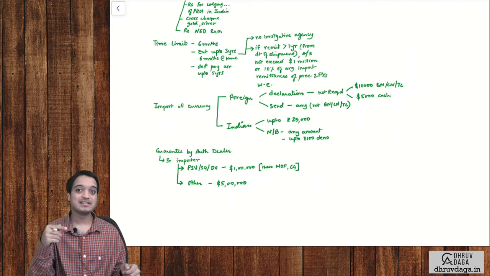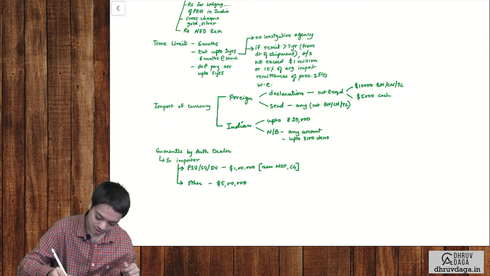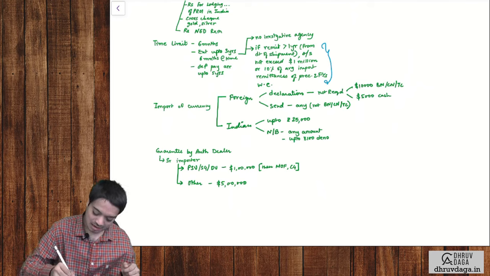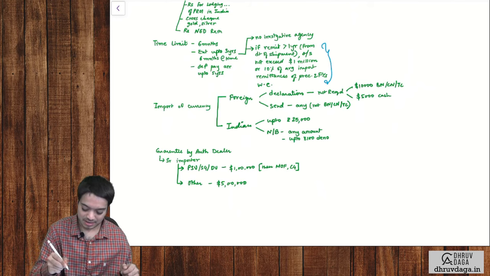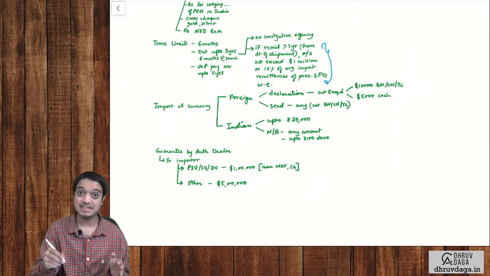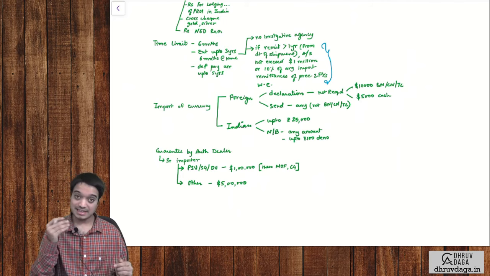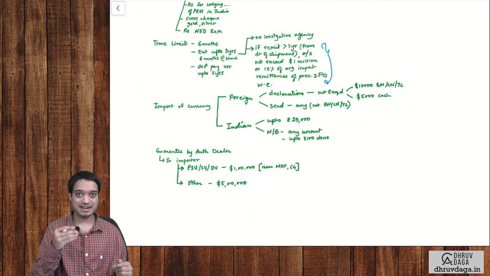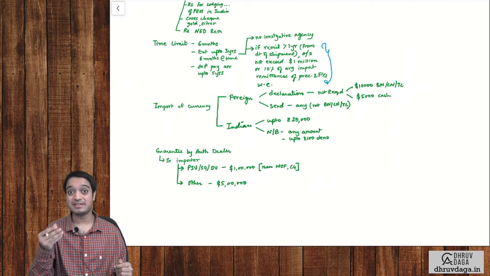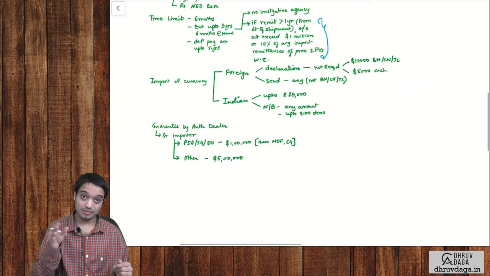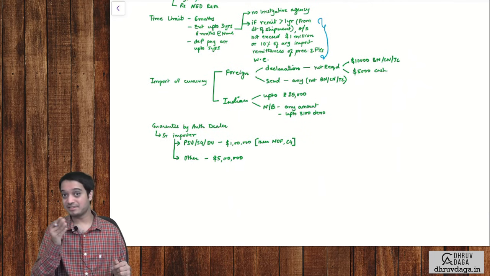If you want to give an extension of more than 1 year, then there is a condition that you need to abide by: outstanding should not exceed $1 million or 10% of the average import remittances of the preceding two financial years, whichever is less, and there should be no cases open against you with investigative agencies. Then there is a deferred payment credit scheme which is available up to 5 years. So for import of goods, that was the time limit and the amount.